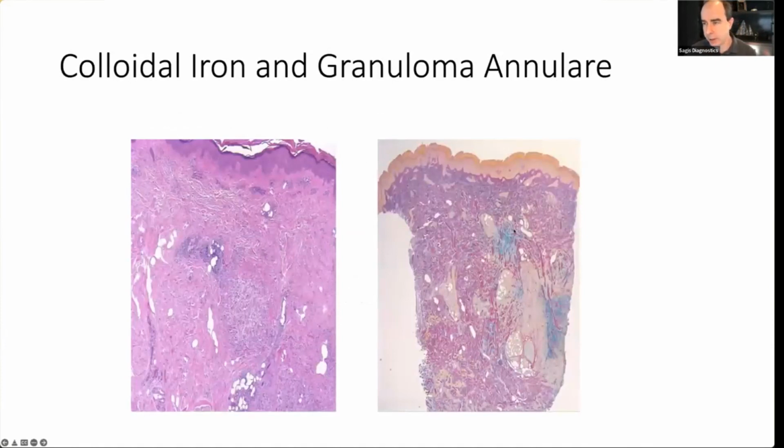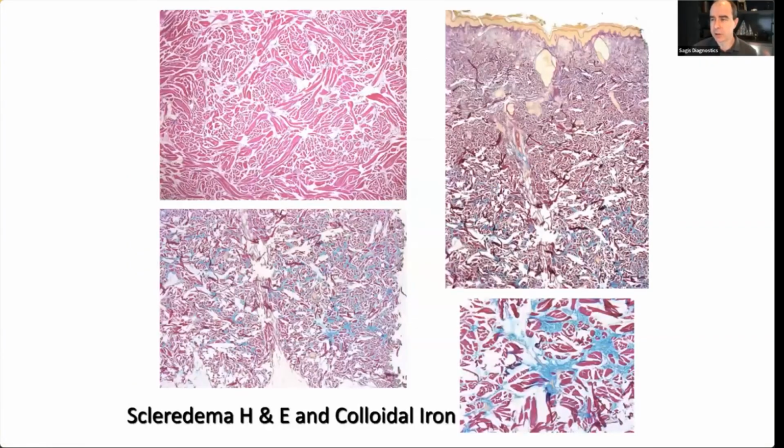In granuloma annulare, the center of the palisading granulomas contains mucin. So it's not showing up well here, but there's a palisading granuloma process right here. And when we put on our colloidal iron, we see big chunks of mucin in there, confirming the diagnosis. Another entity where you'll see mucin deposition is in scleredema.